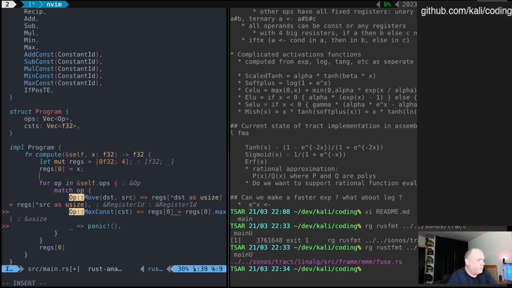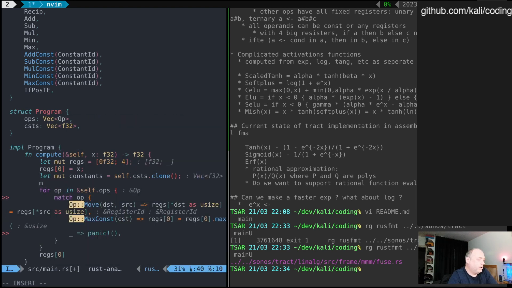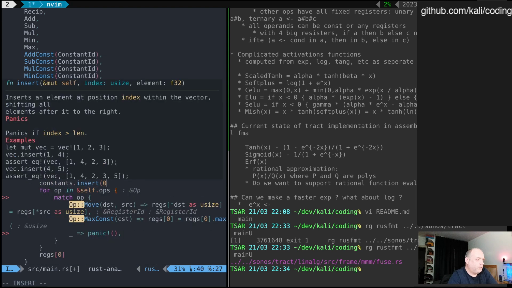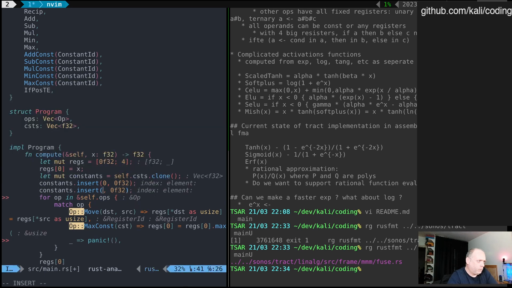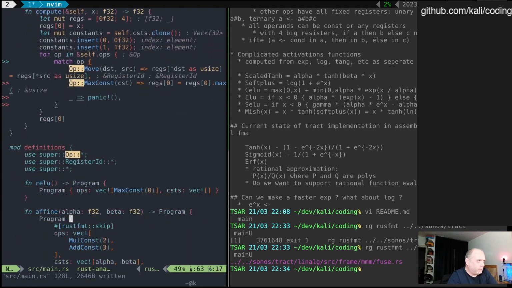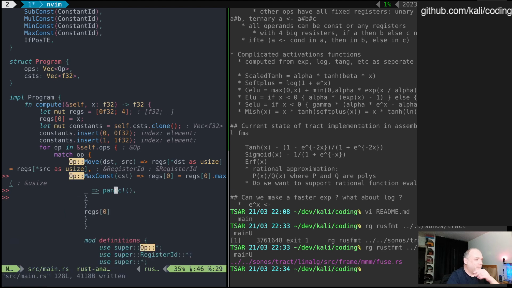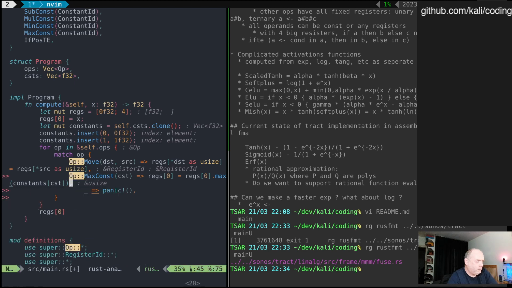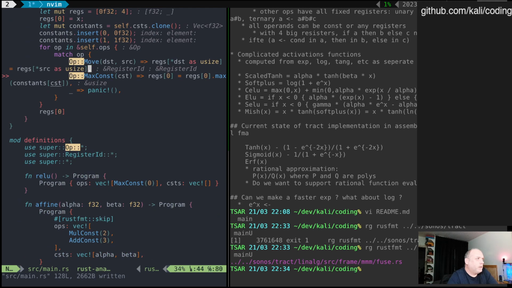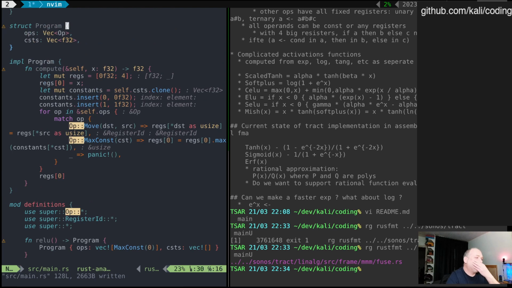Gonna be dirty. I'm gonna copy. It's fine for now. Constants equals vec, self.constants.clone, and yeah, it's positively ugly. Constants dot insert at 0, I'm inserting 0 f32. And at 1, I'm inserting 1. It's fine. It's a reference implementation. It doesn't have to be efficient. Max with, so I'm targeting constants now. Constants of CST should do the trick.